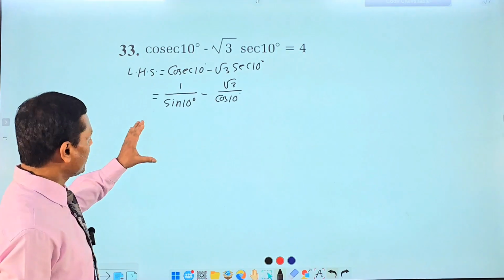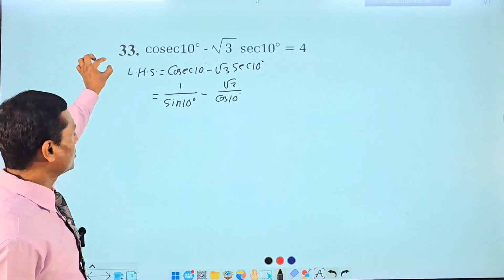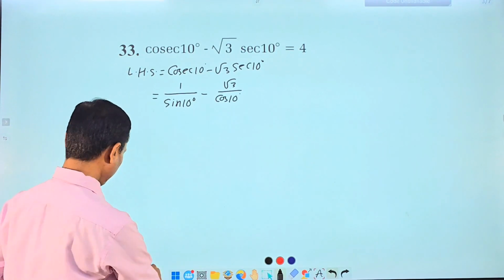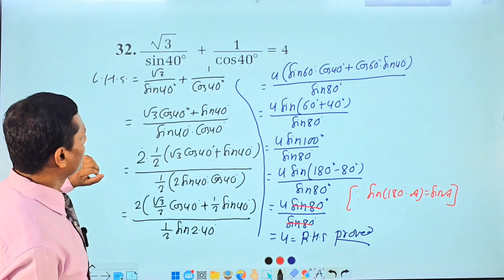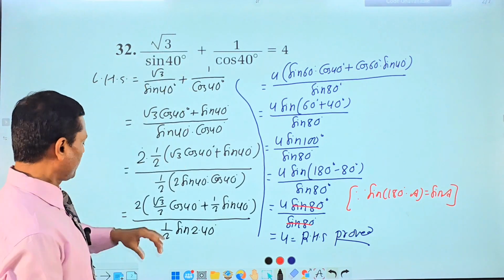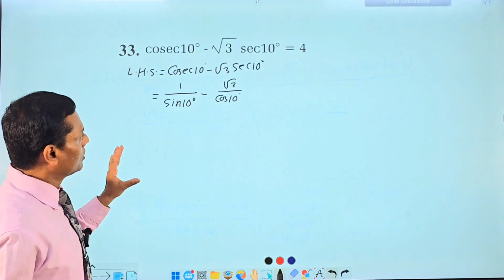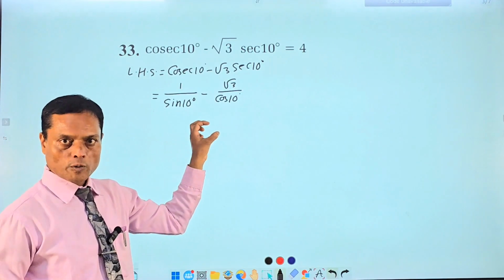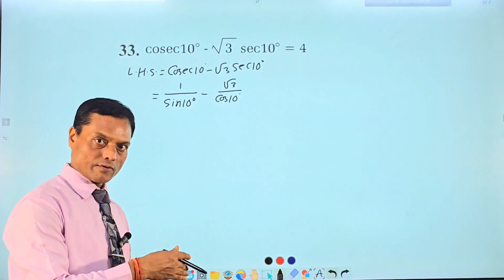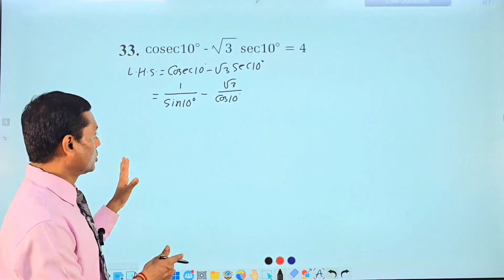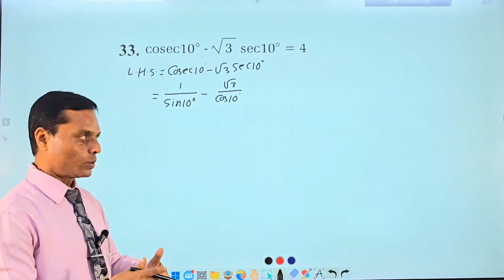This has become the same as you have recently seen in number 32, isn't it? Right? Number 32. You can see that here, same. Yes or not? So we can solve it in two ways. One way you have already seen in number 32, so you can take LCM and go ahead.